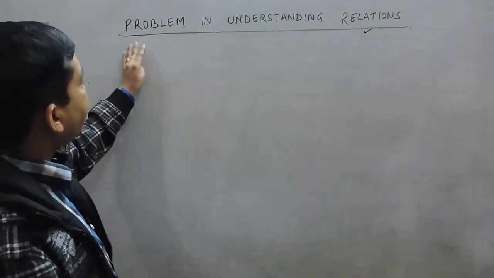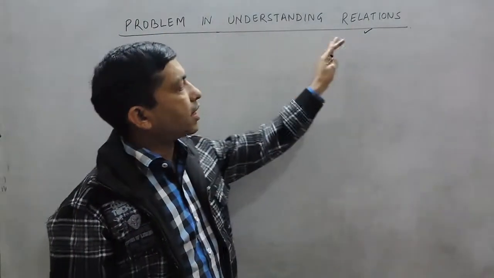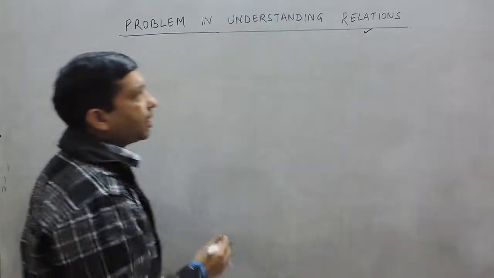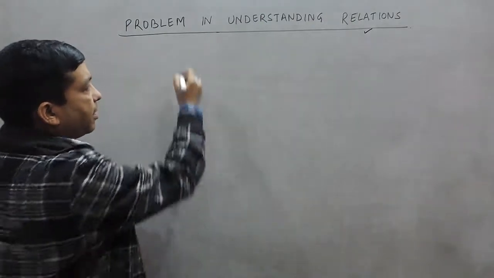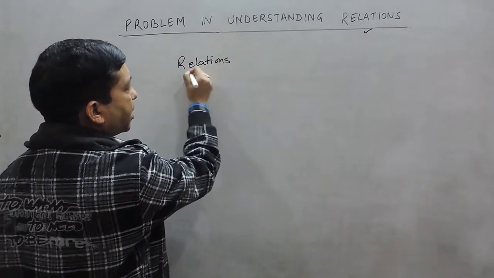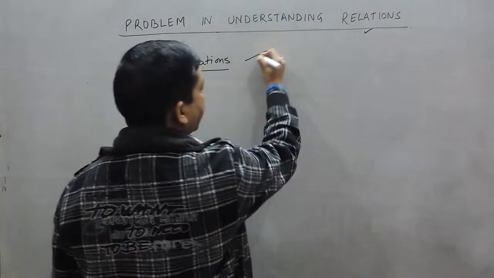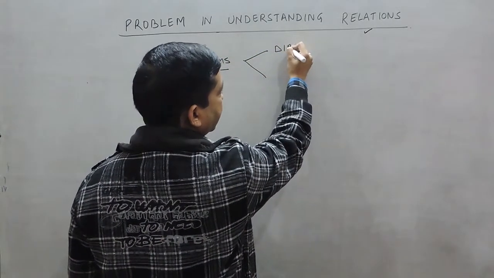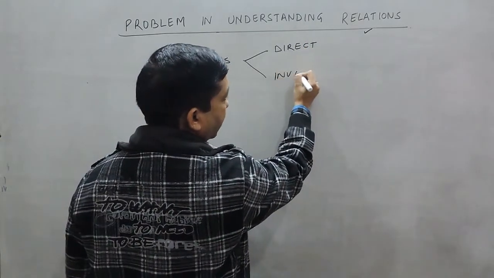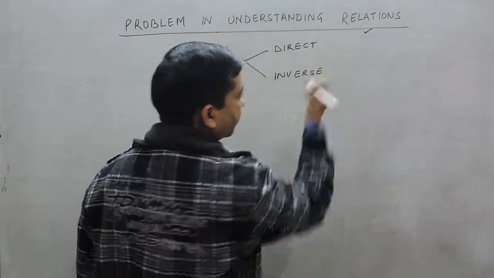Hello. Today I will tell what the problem is in understanding relations. For this, we first have to understand what relations are. When we talk about relations in mathematics, there are two types of relations. One is a direct relation and the other is the inverse relation, or the indirect relation.